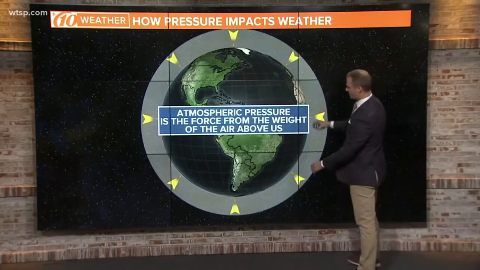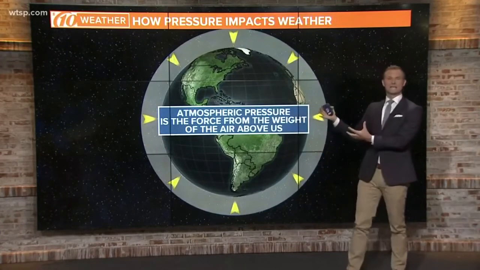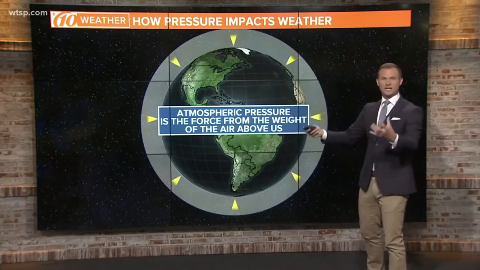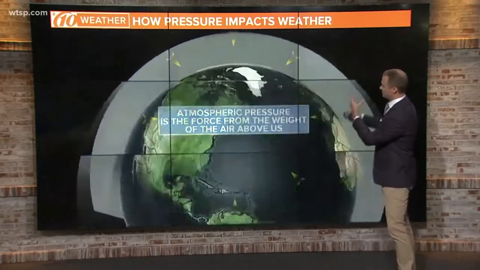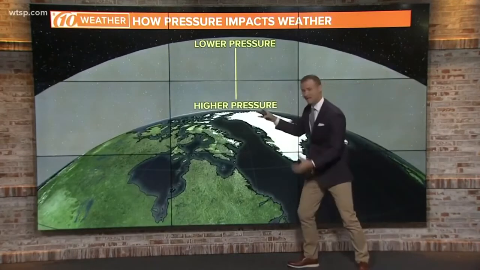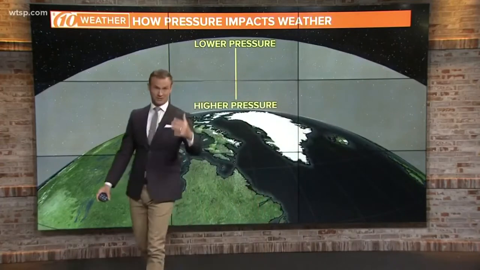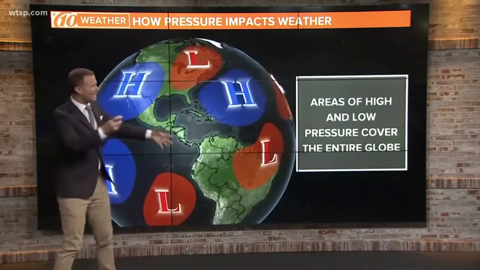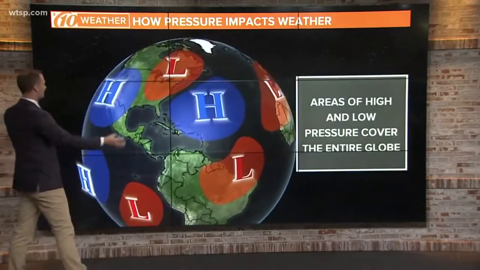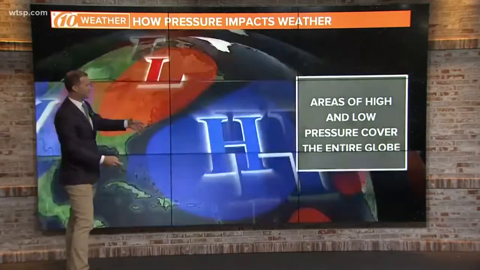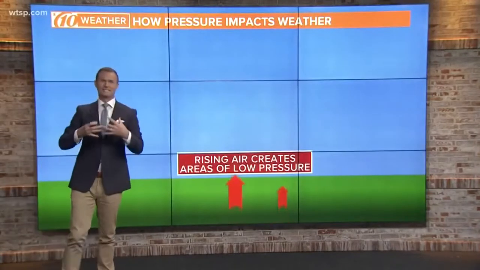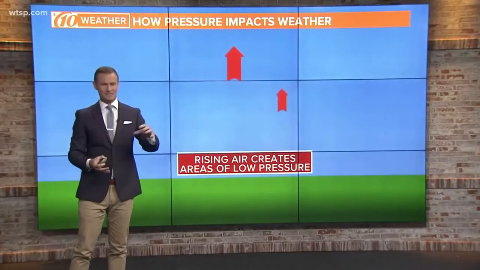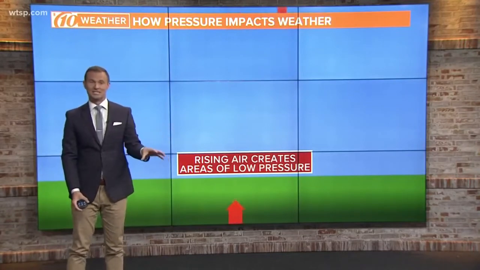Literally, the atmospheric pressure is the force from the weight of the atmosphere on us here on the surface. So as you get closer to the surface of the Earth, the pressure increases because there's more air on top of us to push down on us here on the surface of the Earth. And there are these areas of low and high pressure that cover the entire globe. It just depends on how the Earth is heated and cooled based upon different conditions on the ground.